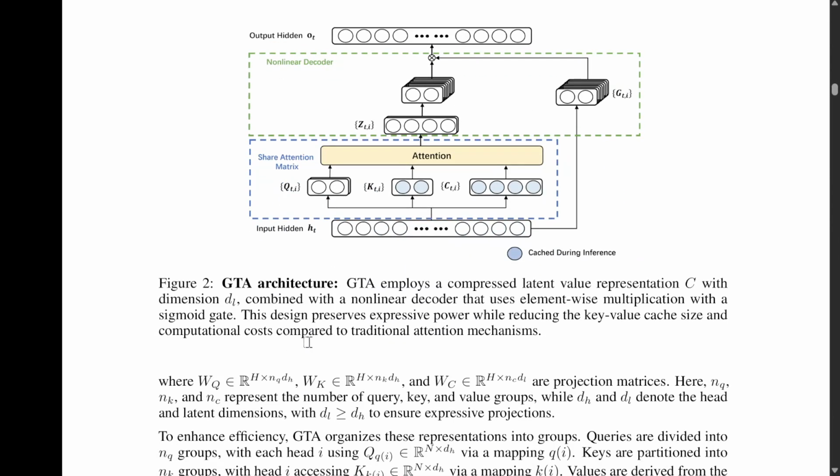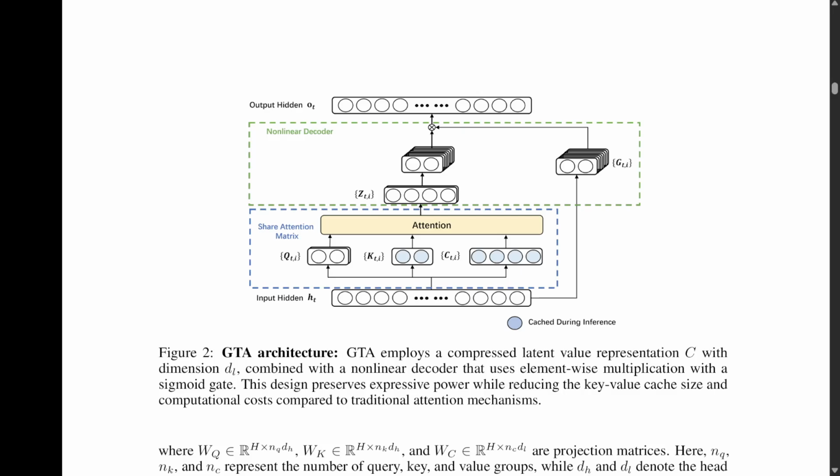So GTA starts differently. It computes the queries Q and keys K, but instead of full values V, it computes a compressed latent value representation called C, directly from the input. C for compressed. C for compressed, yeah. This C is much smaller than the full set of Vs would be. It's the efficient representation that gets stored. Okay, but you need the full values eventually, right? You do. And this is where the magic happens.